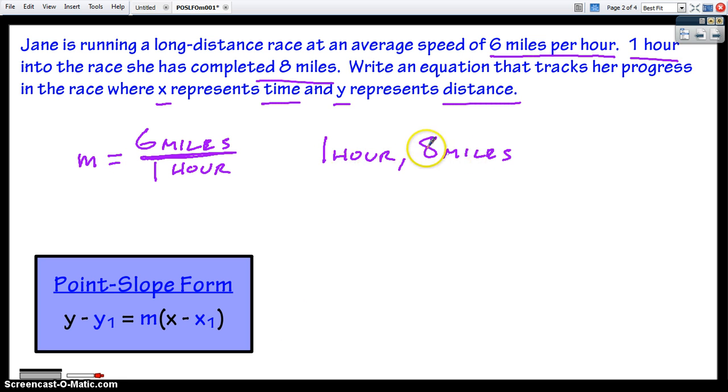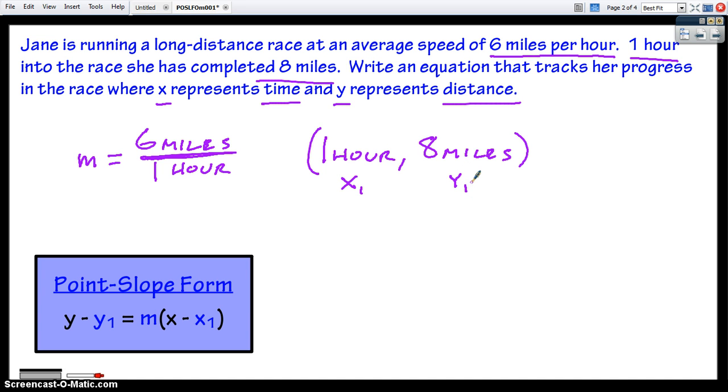Now over here, I've got a point of data. It said at 1 hour into the race she had gone 8 miles. So this gives me a current position or a place to start. So I'm just going to put this in parentheses like it was coordinates, where 1 hour is going to be x, or in this case x sub 1. It's our time data. And 8 miles will be y, the distance. We'll call it y sub 1.